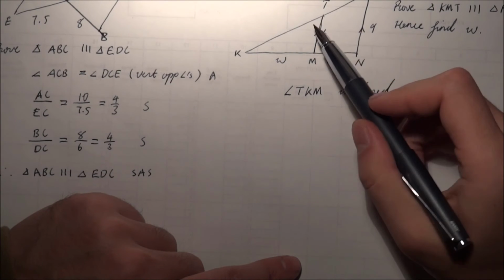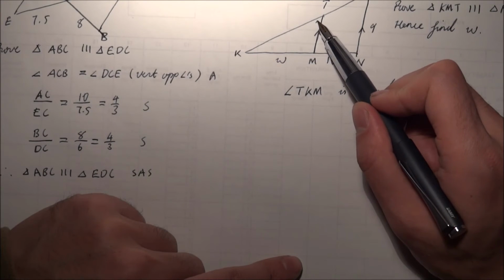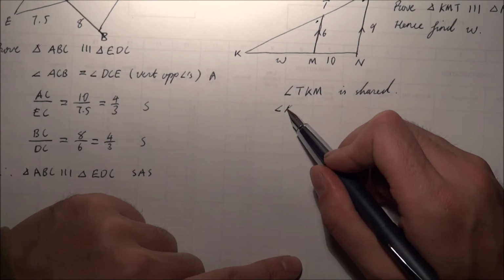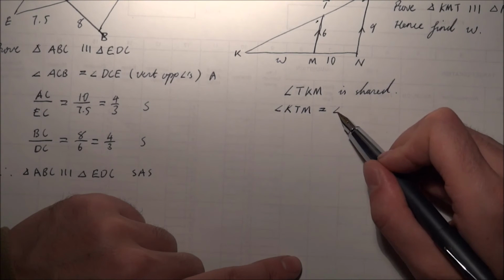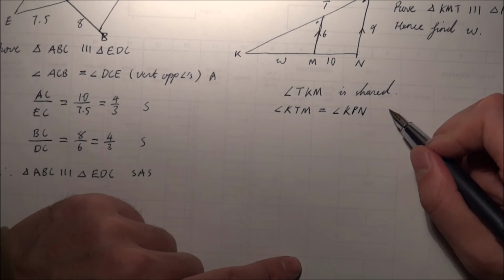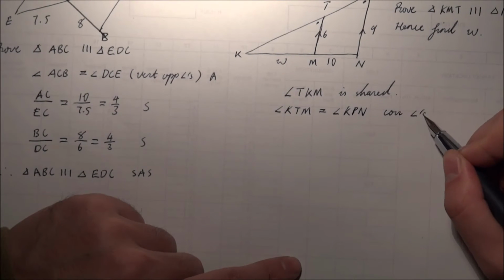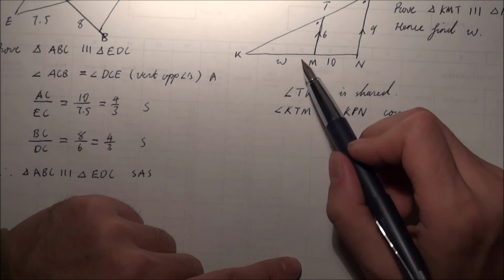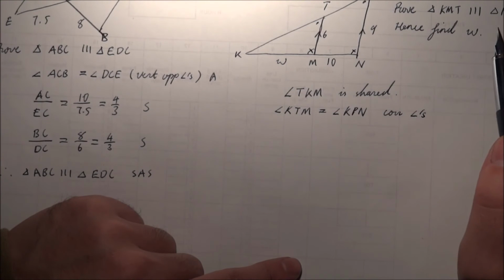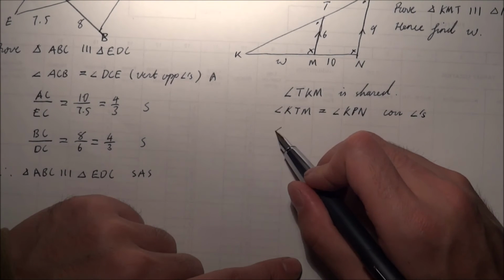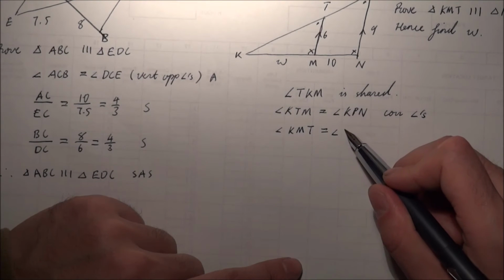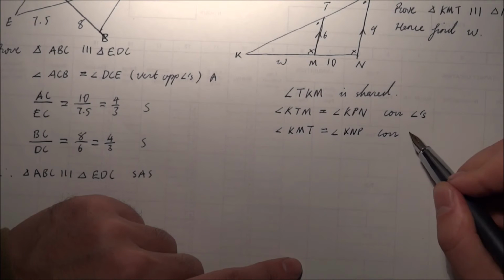Now, if we look at here, because TM and PN are parallel, we can say that angle KTM is the same as angle KPN. So this angle and this angle are equal because they are corresponding angles, because TM and PN are parallel. Next, KN forms another transversal, the second transversal. So we say angle KMT equals angle KNP, because they're also corresponding angles.